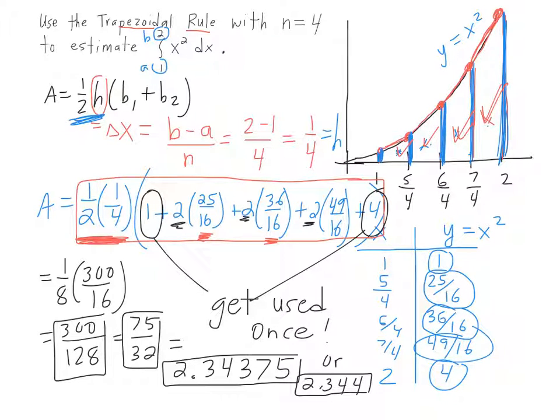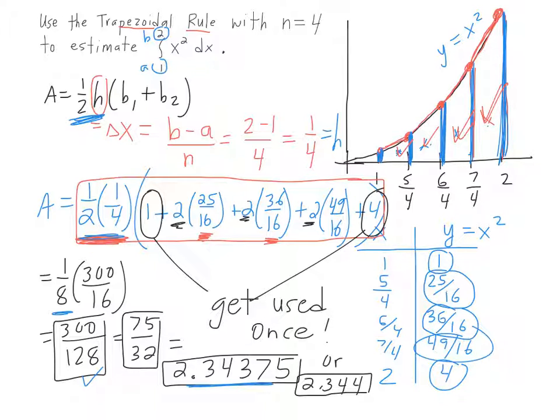So when we clean this up, in front we have 1 over 8, and then if we get a common denominator of 16, it ends up being 300 over 16, which is 300 over 128. If you divide each of those by 4, you're left with 75 over 32, or you get this decimal, and if we round using 3 digits after the decimal, that's what we get. Typically you're going to be allowed to use a calculator for these. If you're not allowed to use a calculator, then the numbers will be very manageable.